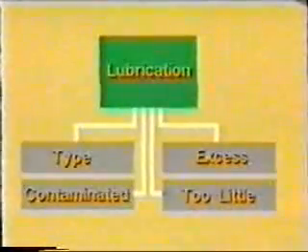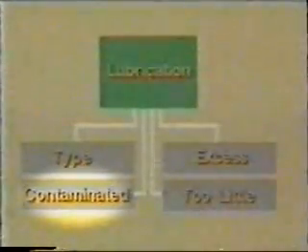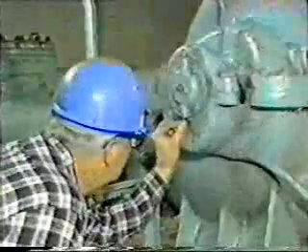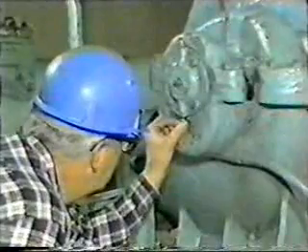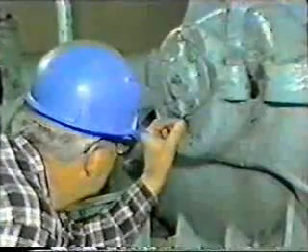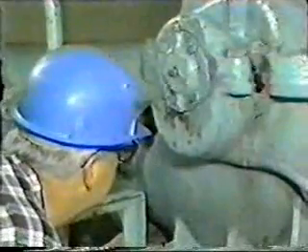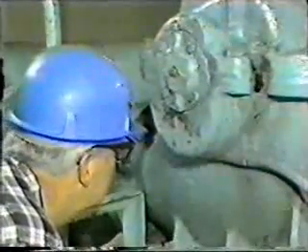To prevent bearing problems, the proper type of lubricant must be used. The lubricant must be free from contamination, and there must not be either excessive or too little lubricant. It's important to verify that the lubrication system is the cause by checking for excessive lubricant, contaminated lubricant, and too little lubricant, and by checking to see if the proper type of lubricant was used.